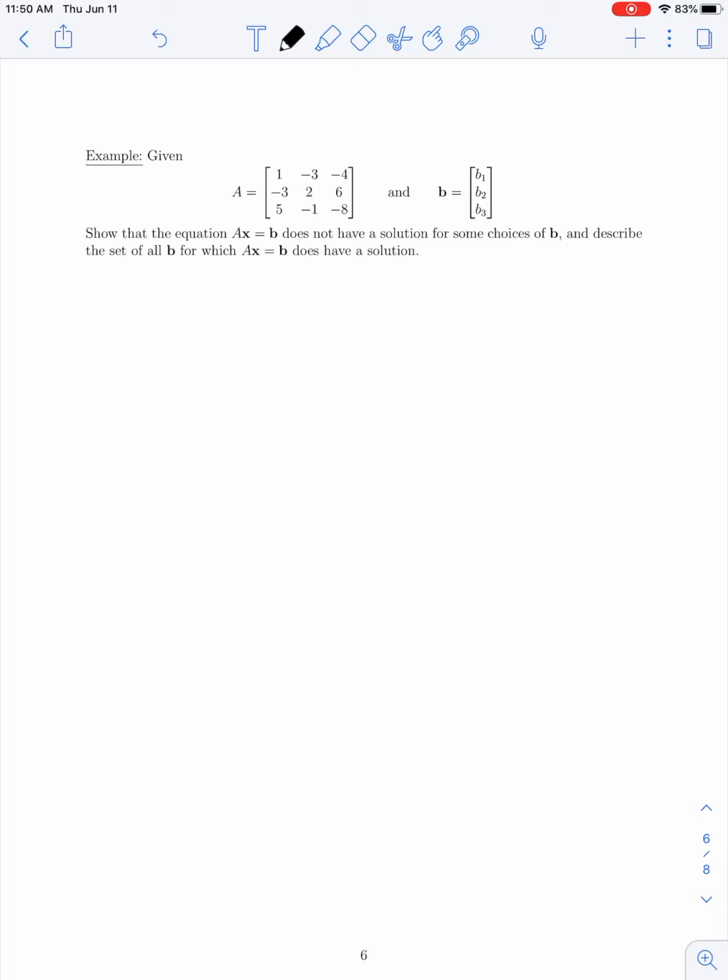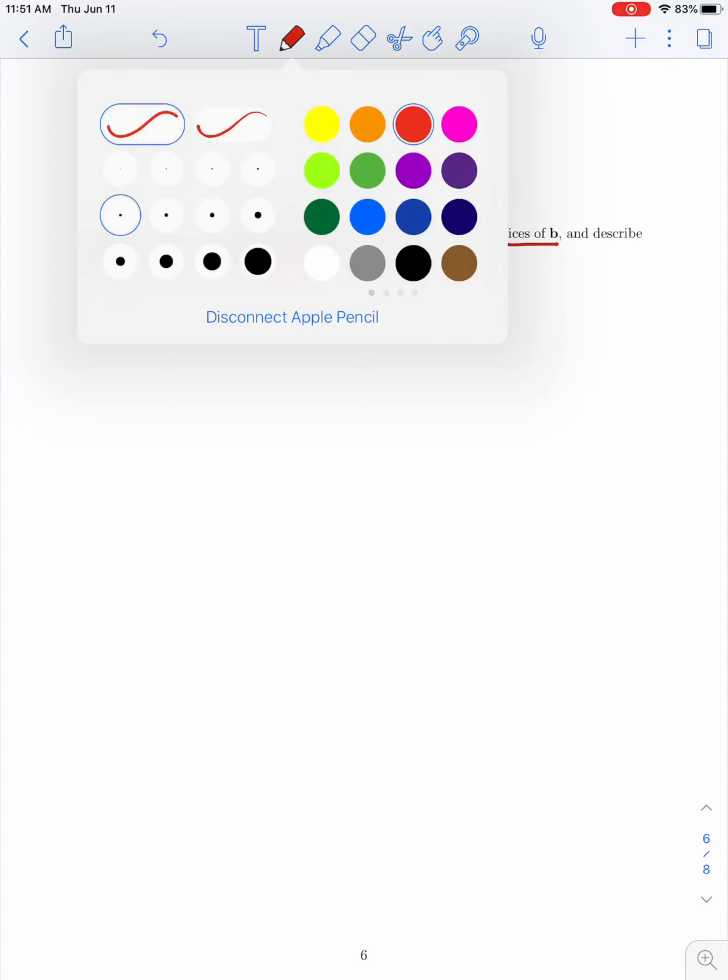All right. So let's look at another example similar to this, but with maybe a larger dimensional matrix or vector. So here we are given a matrix A, which is 3 by 3, and a vector B, which is 3 by 1. And the problem is the same here. We're supposed to show that this equation, AX equals B, does not have a solution for certain choices of B, and then describe the set of all vectors B for which AX equals B does have a solution.